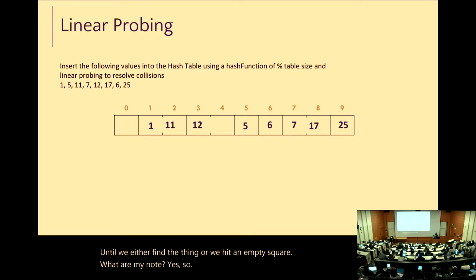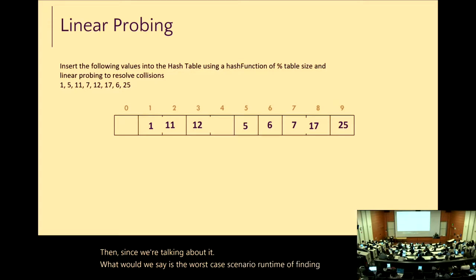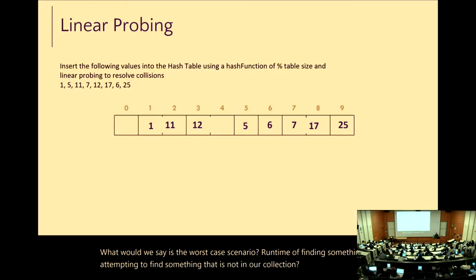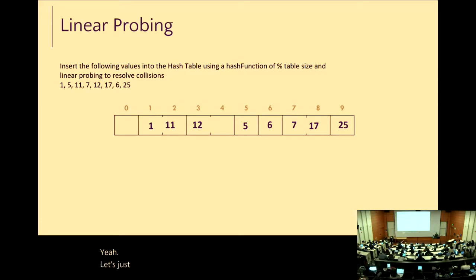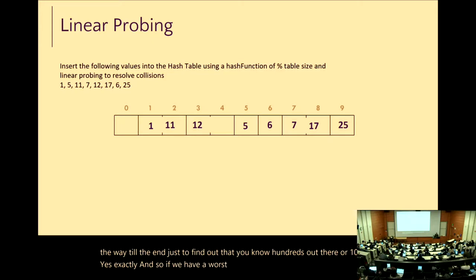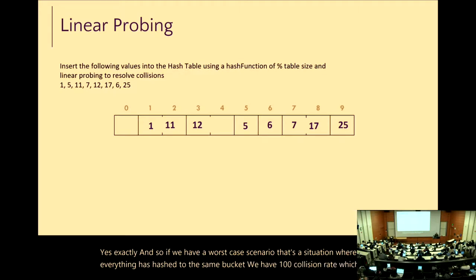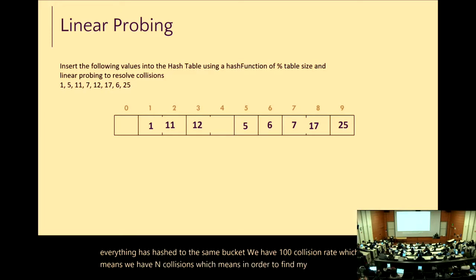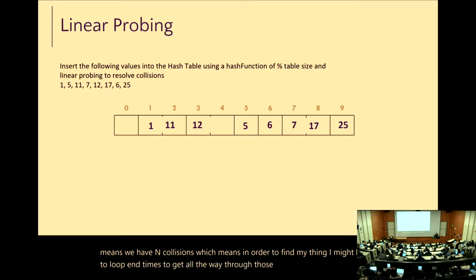Then, since we're talking about it, what would we say is the worst case scenario runtime of finding something, or attempting to find something that is not in our collection? Let's say we filled up everything. Exactly. The worst case is a situation where everything has hashed to the same bucket. We have 100% collision rate, which means we have N collisions, which means in order to find my thing, I might have to loop N times until I realize, hey, it's not in this set.